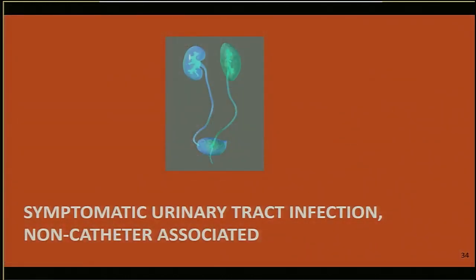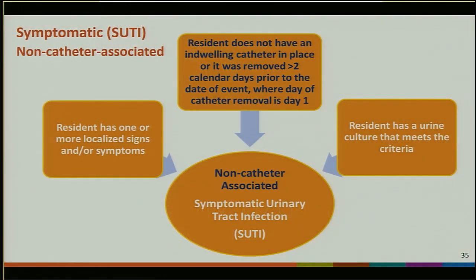Okay, so let's start with the symptomatic UTI infection. And this is going to be the non-catheter associated. We kind of went over this earlier, but for these residents, you're going to evaluate the resident. You're going to identify that the resident does not have an indwelling device in place and has not had one in place in the previous 2 days, right? The resident does have a positive urine culture, and this is where many IPs will start the surveillance.